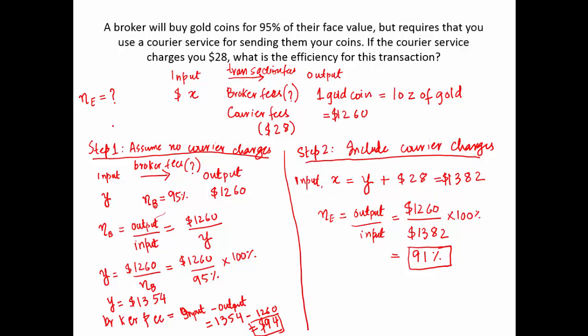If we include courier charges, our efficiency goes down to 91%. So the question for you guys, just to make sure that you understand this concept, is how will the efficiency change if you're purchasing 10 gold coins? And that's all from this video.